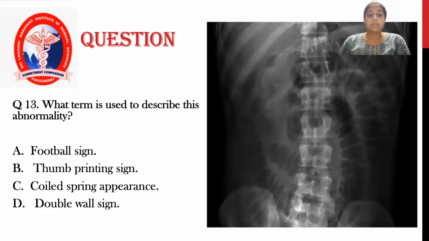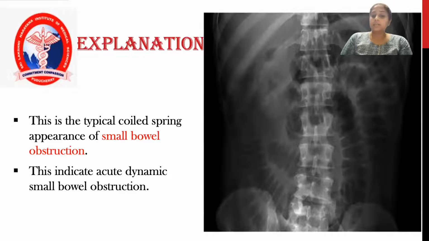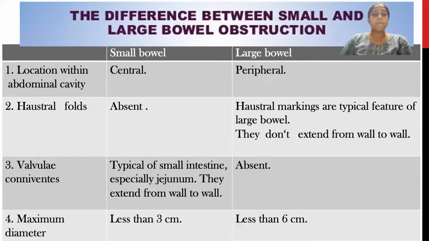What term is used to describe this abnormality? Is it a football sign, thumbprinting sign, coiled spring appearance, or a double wall sign? Here, this is a typical coiled spring appearance of a small bowel obstruction. We all see that there are multiple loops of small bowel here. Compared to a large bowel, we can see that these valvulae conniventes are there throughout the pattern. This is indicative of an acute dynamic small bowel obstruction.